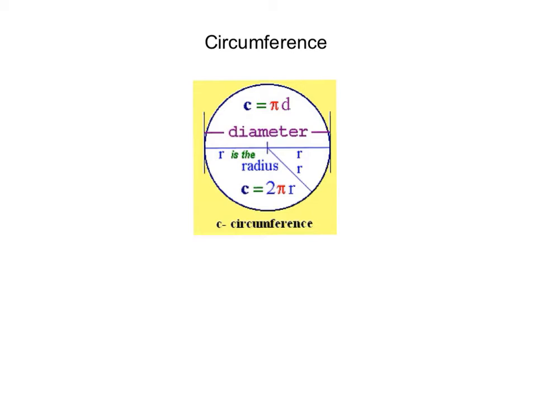Circumference is the perimeter of a circle, so it's the distance around the outside edge. In order to find circumference, we use the formula C equals pi times diameter. And some books have the formula written this way, C equals 2 times pi times r. But if you think about it, if you multiply 2 times r, which is radius, that's the same as diameter. So a more concise formula is pi times diameter.